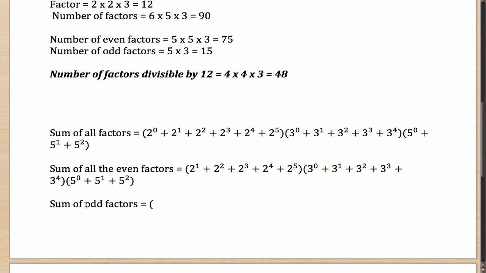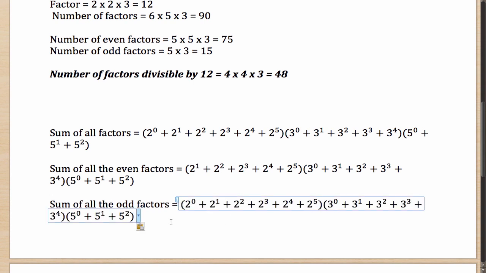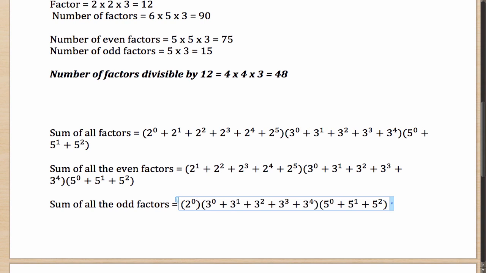Very similarly, for the sum of all the odd factors, I guess you would know it by now. What do I need to remove from this? I need to remove all the powers of 2 which exist. That is, I will remove all the powers of 2. What am I left with? I am left with just 2 to the power 0, which is effectively nothing else but 1. That being multiplied with all the others.